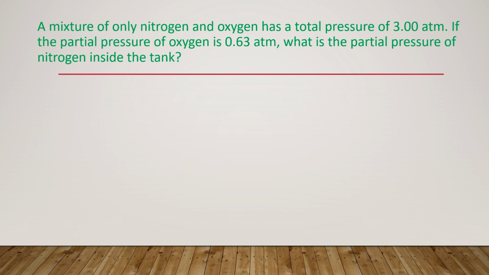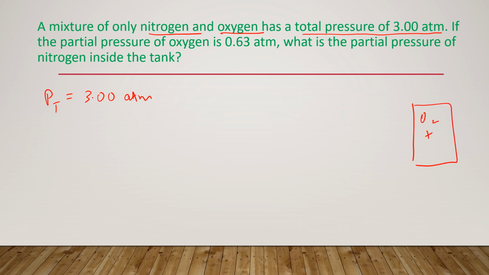Let's solve this problem based on Dalton's law of partial pressure. A mixture of only nitrogen and oxygen has a total pressure of 3.00 atm. So P total is given to us, that's 3.00 atm. And we have a mixture of oxygen plus nitrogen, only two gases. Also, the partial pressure of oxygen is given. So the partial pressure of oxygen is 0.63 atm. And what is the partial pressure of nitrogen in the tank? That's what we want to calculate.